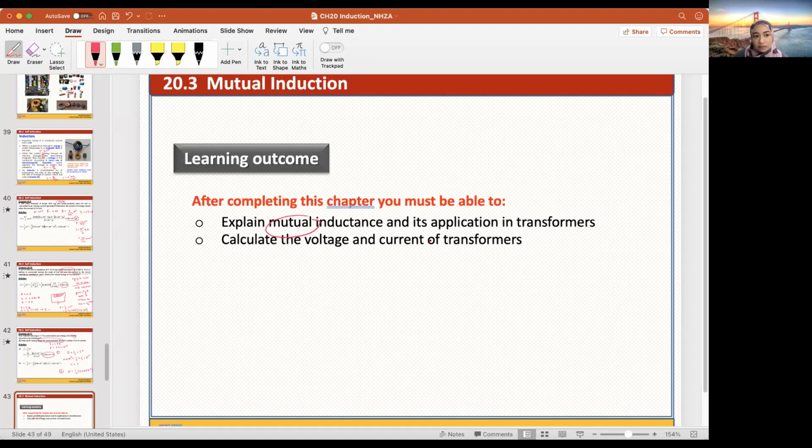So mutual inductance, I would say, is about the same level of difficulty as self-inductance. Again, the difficult part of self-inductance is just knowing the polarity of the induced EMF. So please tackle that if you have a problem with that.